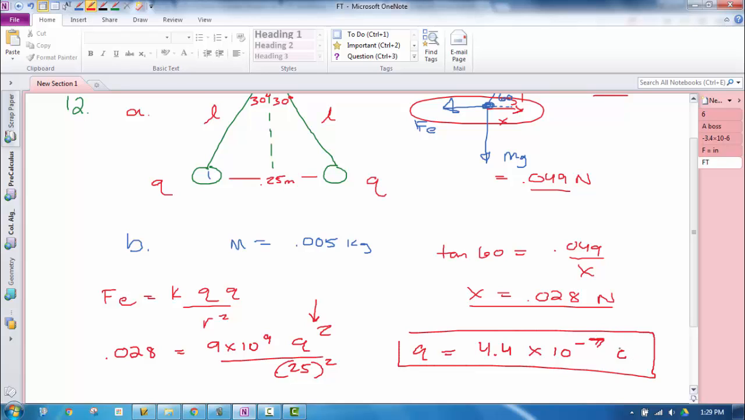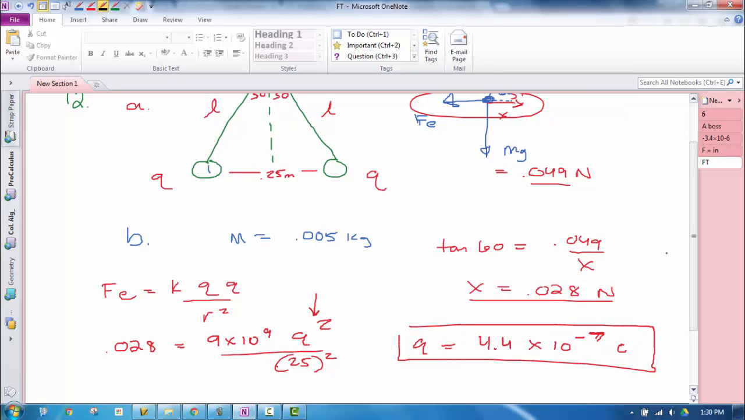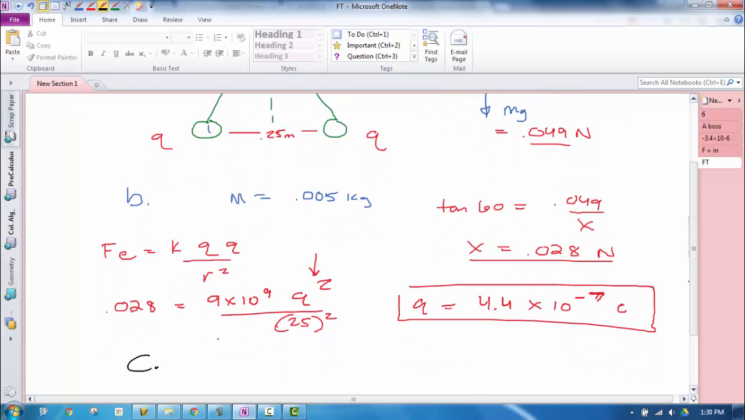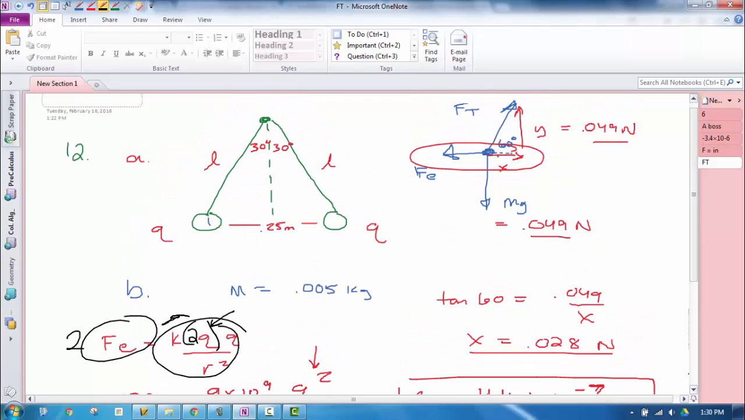And then part C is the last question. It says, if the charge on one pith ball is doubled, what will be the angle of the string? So if the charge on one pith ball is doubled, let's say it's this one right here, obviously it's going to double this force because we can pull the 2 out. This whole quantity is twice as big now, so we've got double the force. That means if we've got double the electric force, we have double the x thing we had written here.